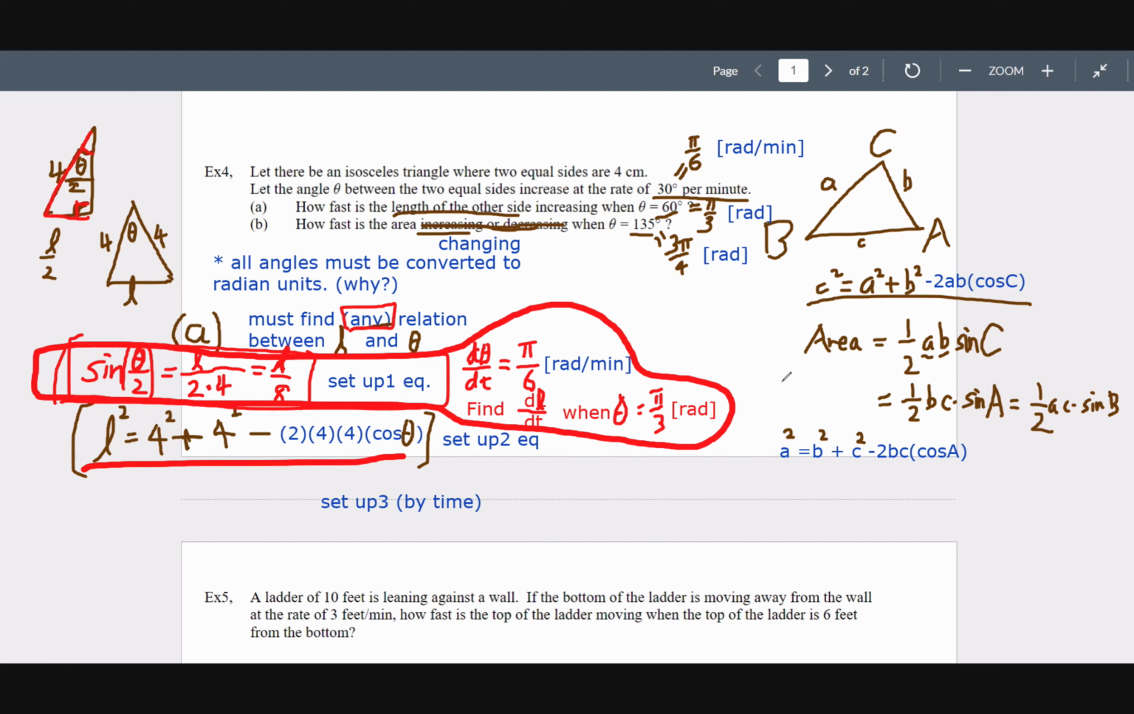And now the question: why do you think the units must be radians? This is a hard question. Why should the unit of angles be in radian units?